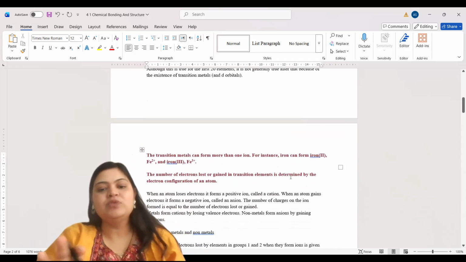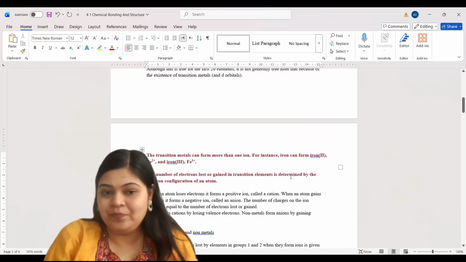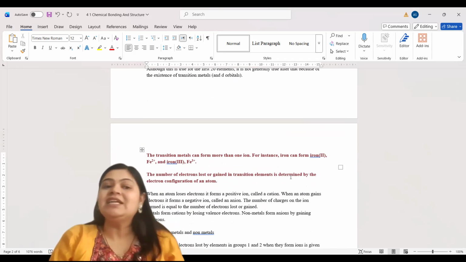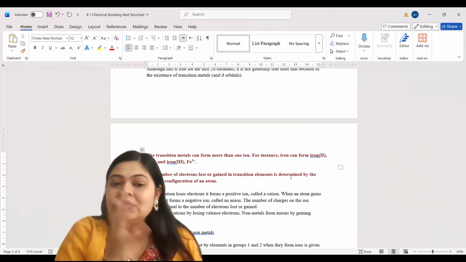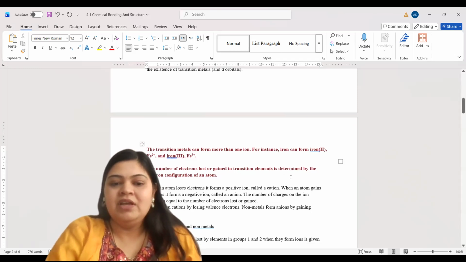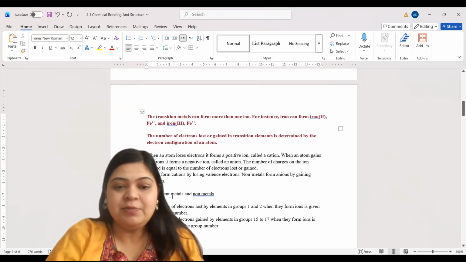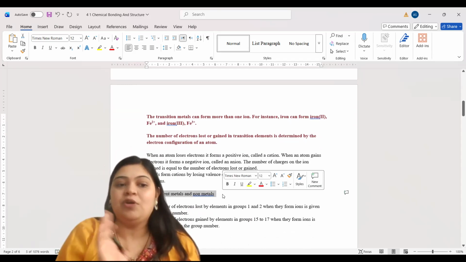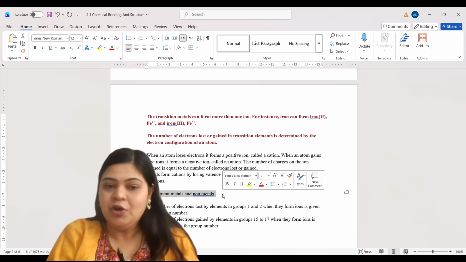So when an atom loses electron, it forms a positive ion. Is it true? Yes. So then it is referred to as cation. When an atom gains, it forms a negative ion called an anion. Okay. So now one assessment I'll be giving you, this is the assessment for you. What is the difference between metals and non-metals? I want you to write down the difference between the metals and the non-metals.